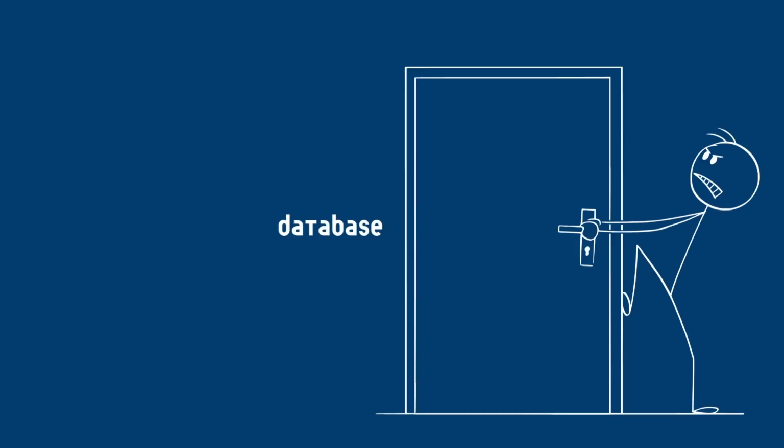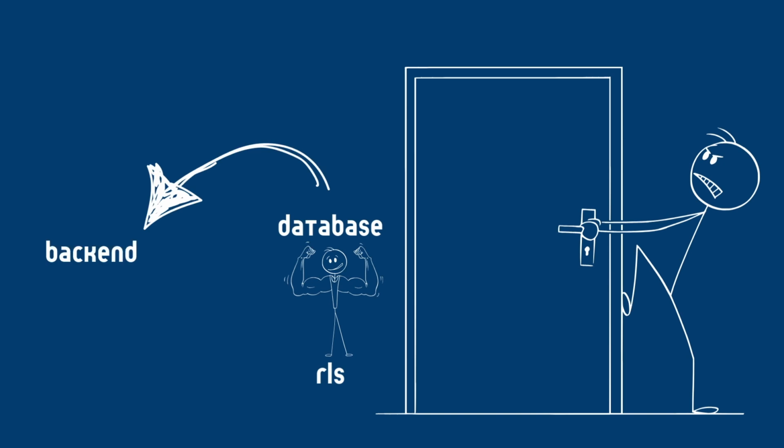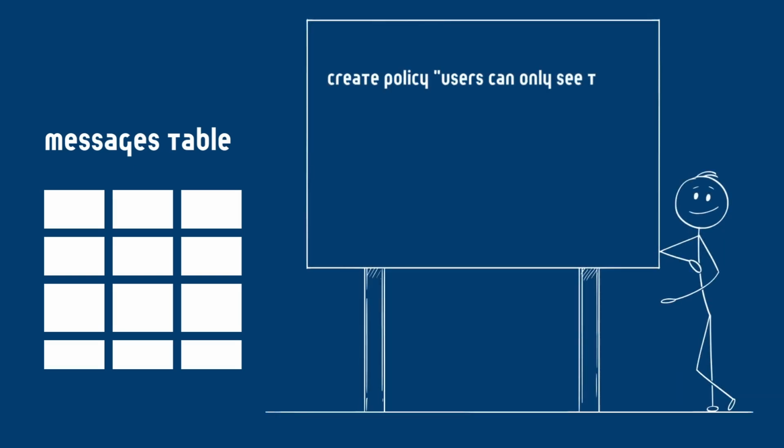And lastly, it enforces security at the database level. Because the database enforces RLS, unauthorized queries are blocked before they even reach your backend. For example, if you have a messages table in a chat app, you can create a policy that allows users to see only the messages they sent or received.